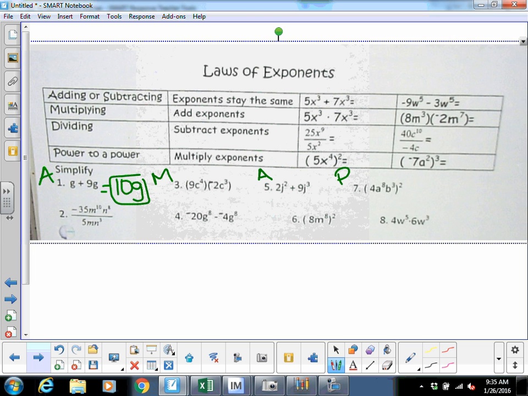All right, what do you think I need to do first in number 3? Multiply. What's 9 times negative 2? Negative 18. And what are we going to do with our exponents? Add them. 4 plus 3 is, so c to the 7. All right, do number 5 real quick, and then we'll talk about number 7.